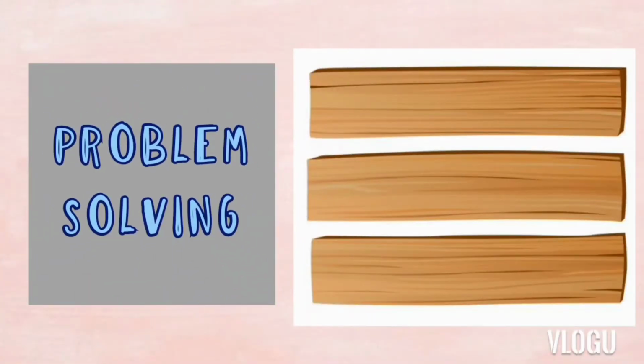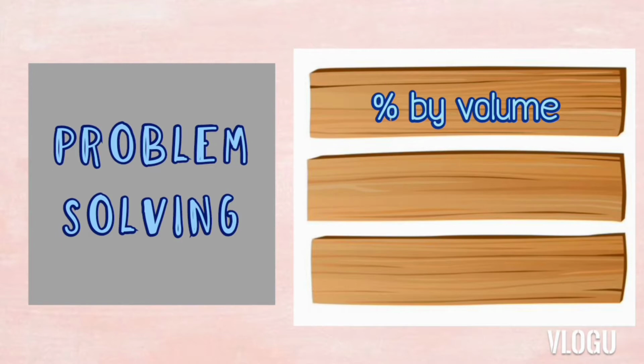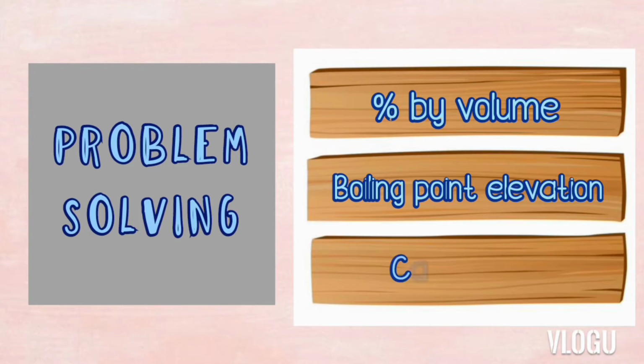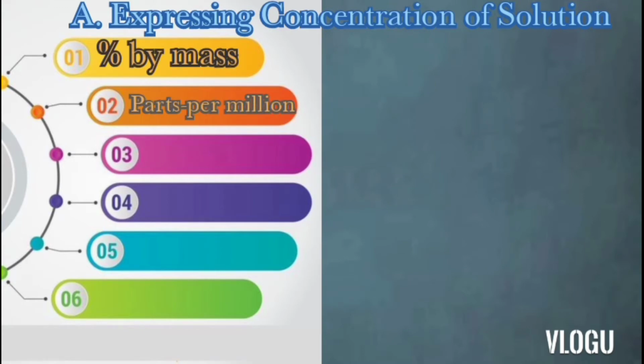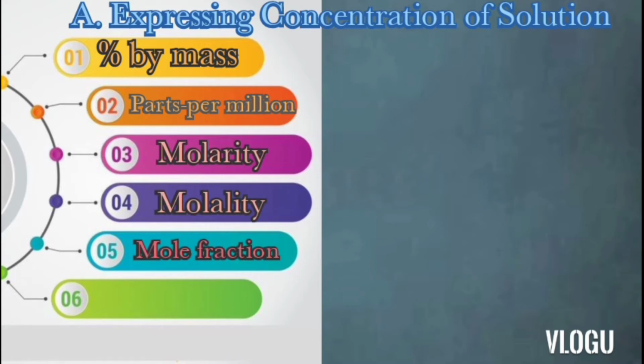So for today's content, this is a video tutorial on problem solving involving percent by volume and expressing the concentration of the solution, problem solving in boiling point elevation, and calorimetry. There are 6 ways to express the concentration of the solution: percent by mass, ppm or parts per million, molarity, molality, mole fraction. And for our first example, we will use percent by volume.